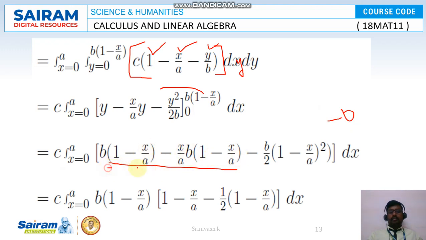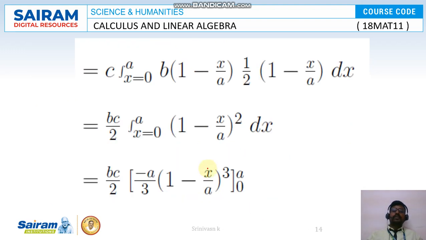Each and every term, b into 1 minus x by a is common. Taking it outside, we'll get 1 minus x by a minus 1 by 2 into 1 minus x by a. This 1 by 2 multiplied inside, we'll get b into 1 minus x by a into 1 by 2, and simplifying we'll get 1 minus x by a the whole square. So next integrate with respect to x. So bc divided by 2, 1 minus x by a power 3 divided by 3, into again minus a, limit 0 to a.